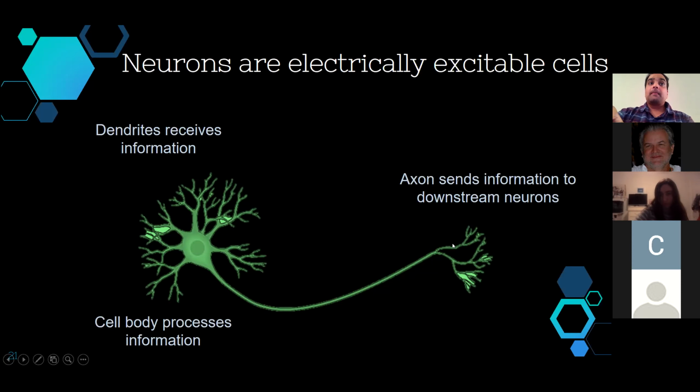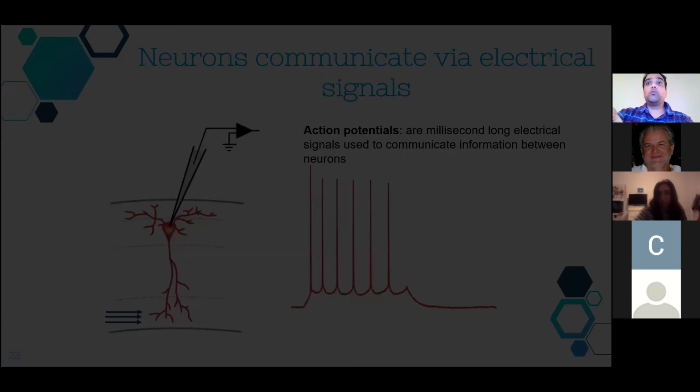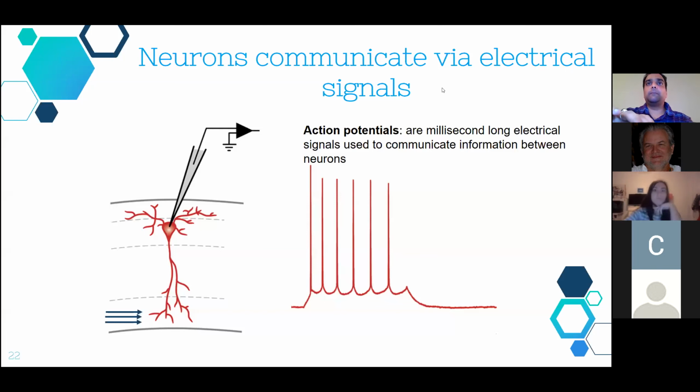And like I mentioned, neurons communicate via electrical signals. So this is just an example of if we record using this recording electrode, if we record from the neurons, we see that during neuronal communication, there could be this generation of millisecond long electrical signals called action potentials, and they are the ones that help in communicating information from one cell to the other.